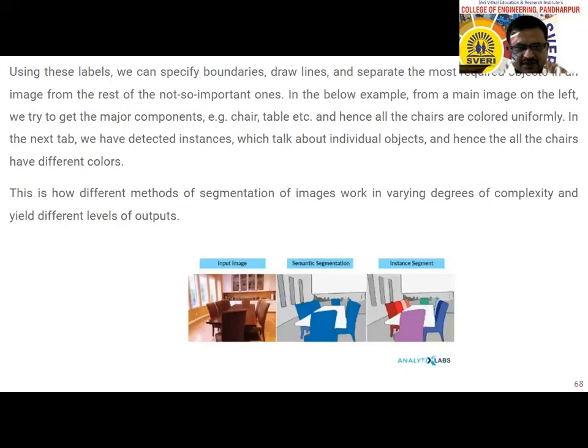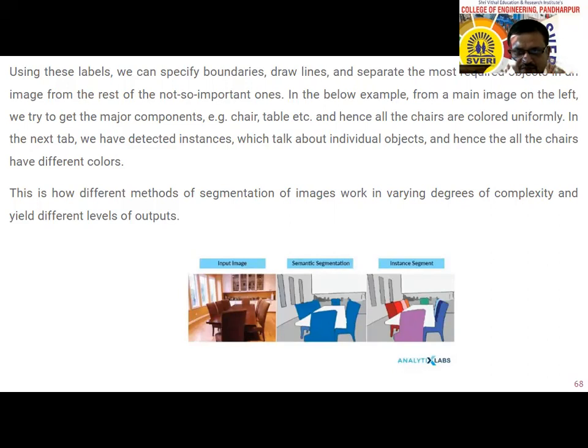Using these labels, we can specify boundaries, draw lines, and separate the most required objects in an image from the rest of the not so important ones.